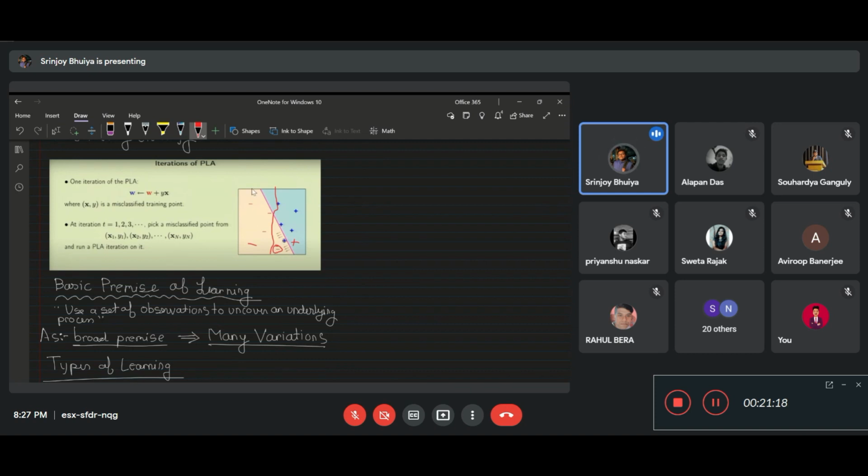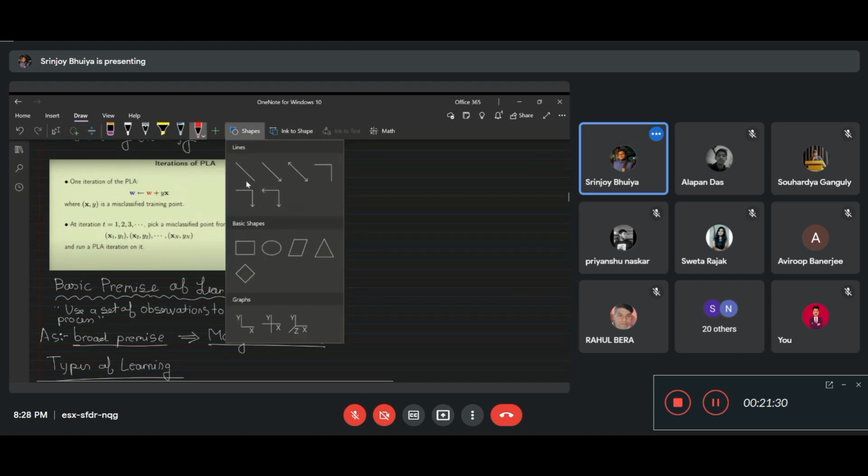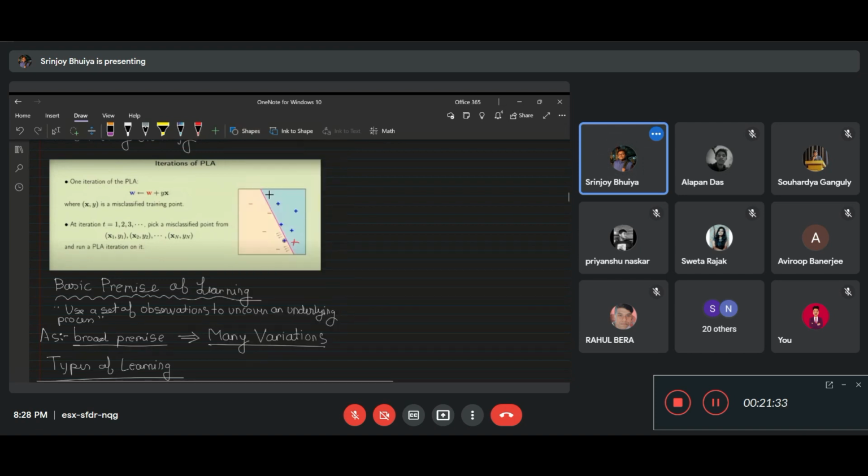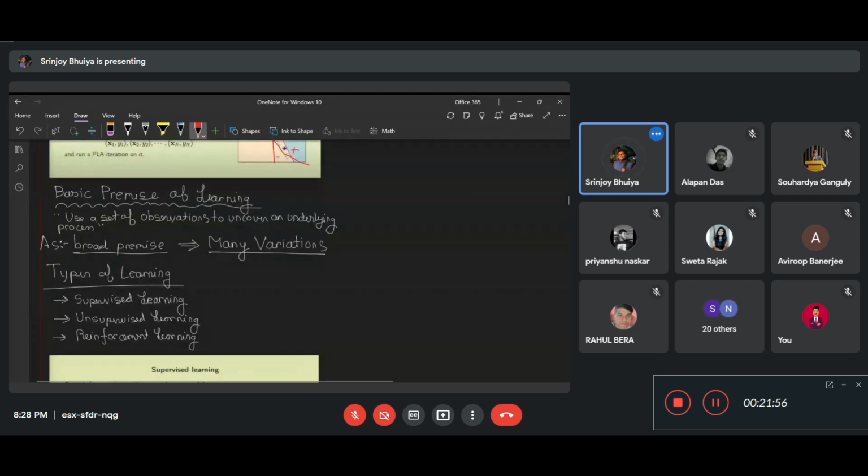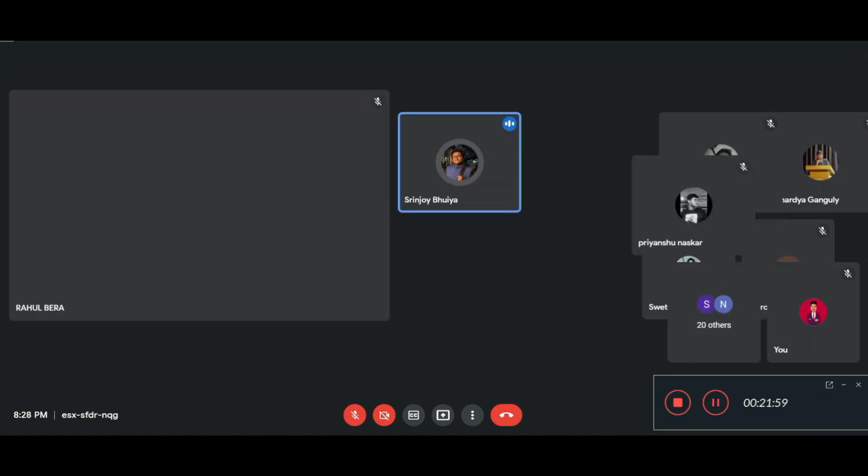It will not generalize perfectly, because obviously we can't have a curved line here. My drawing skills are not particularly good, so I'll just use a shape tool. This would have been a problematic line, and the perfect line which we would have wanted would have been this. So this is not possible from this perceptron learning algorithm. Okay, so I'll just go back to my slides for a moment.